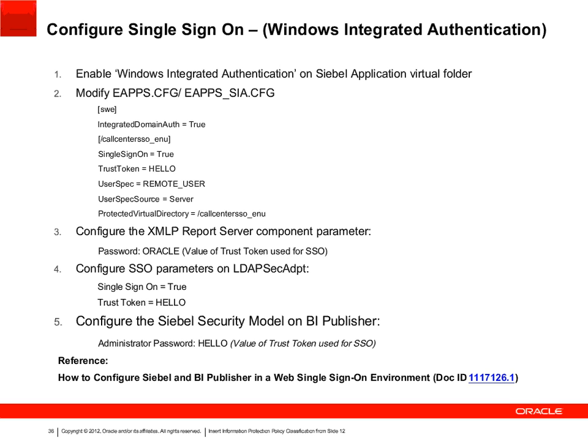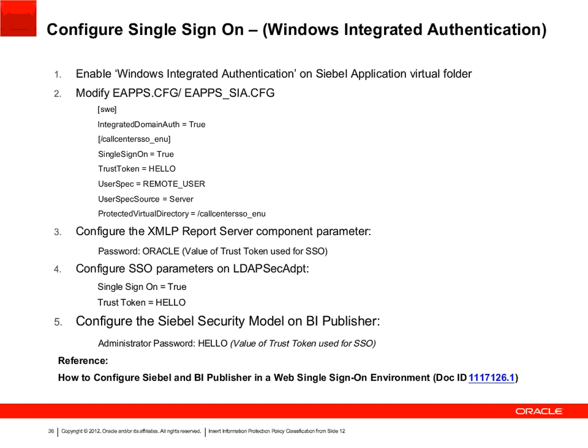So, as shown in the slide, unlike in LDAP authentication, which has the XMLP report server component configured for an LDAP security model, in terms of SSO, there is one change here. In case of SSO, use the password parameter for the XMLP report server component as the trust token value in plain text. Please note this point. As you can see in the example, the trust token value is hello. So here you need to mention the same value for the password parameter.